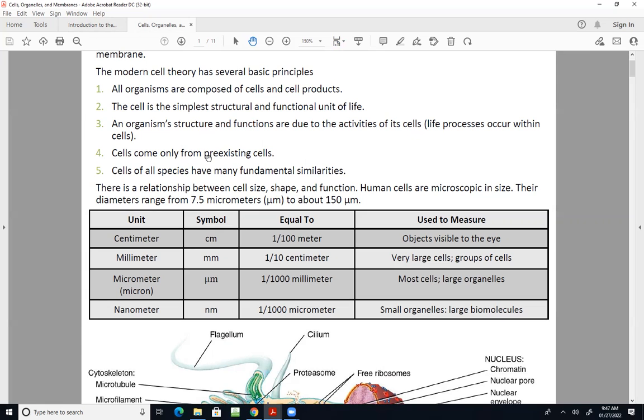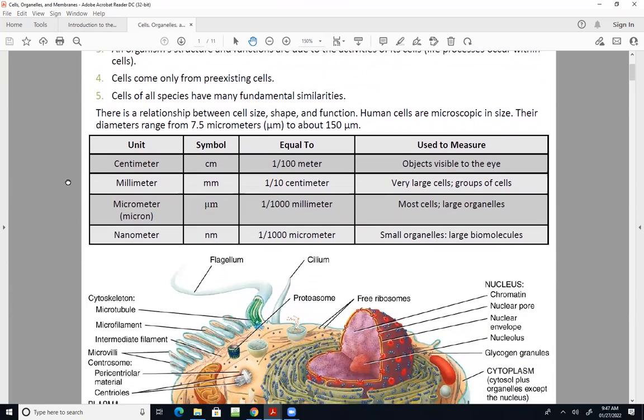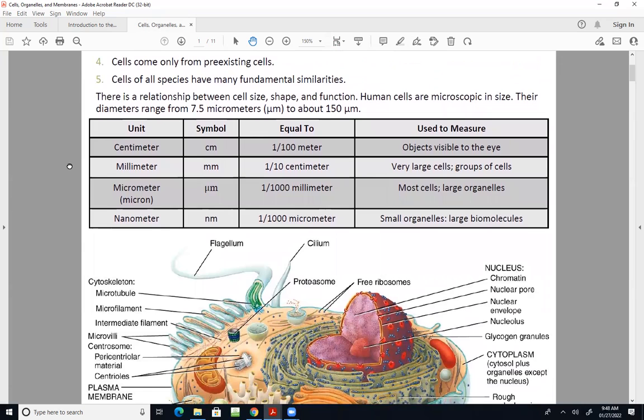Cells come only from pre-existing cells. They don't just appear out of nowhere. And then cells of all species have fundamental similarities. Something that you could compare is our cells to plant cells to fungal cells, but we don't really do that. That's more of a biology class type thing. One thing that you can see from species to species is that pretty much no matter what, the cells are going to be small.